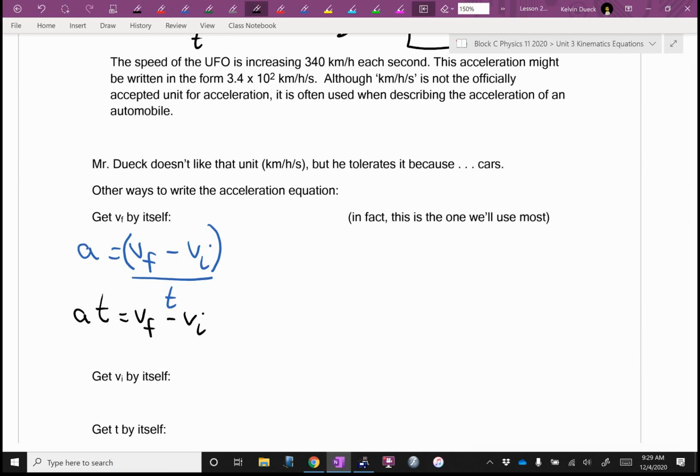I want to get the VF by itself. What's on the same side as the VF? A minus VI. How would I move a minus VI over to the other side? Add it, and if you do that, you'll get this. The AT would stay where it was. You would add a VI, and then look up for a second, please. That equals VF, but instead of writing equals VF, can I write VF equals? That's the one that I put on your formula sheet. I think it's going to be third line down, first equation.